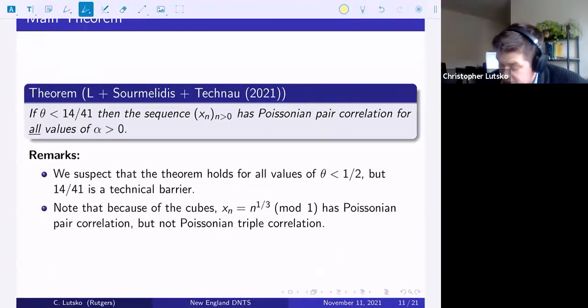A kind of interesting example is that now if you look at n to the 1/3 mod 1, well, this is an example of a sequence which has Poissonian pair correlation, but which does not have Poissonian triple correlation, because the cubes get in the way exactly like the squares got in the way of n to the 1/2. So now we know for sure that this is an example of such a sequence, which I find kind of interesting.